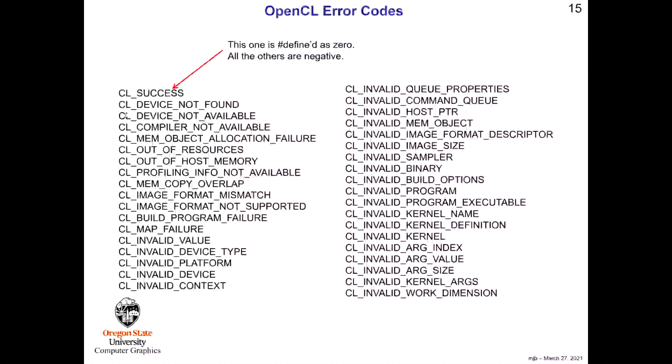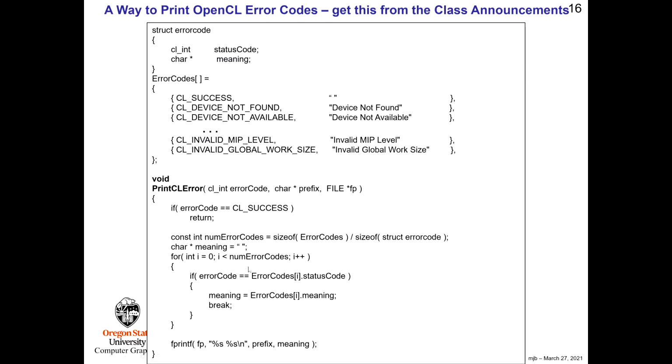Okay, these are the error codes, and CL success is a 0. All the others are negative. And so if you cared, you shouldn't, but if you cared, you could say if the status was 0, do nothing. Otherwise, if it's negative, do something else. I wrote a function that will look at the status code and give you back a string to give you some hope in hell of figuring out what went wrong.